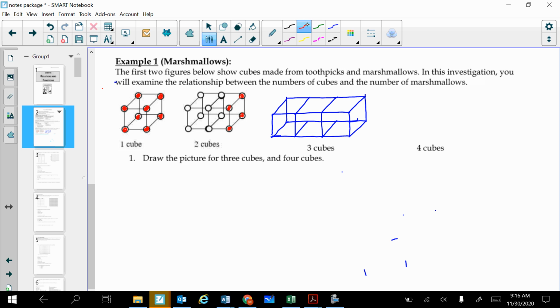All right, now I'm going to mark my marshmallows. Oh, I forgot to draw something. Forgot to draw the back. So just join those right there. There we go. I think I got them all. Now going back in to draw my marshmallows. And I think I got them all. Yep. Okay, so now you're going to draw 4 cubes.